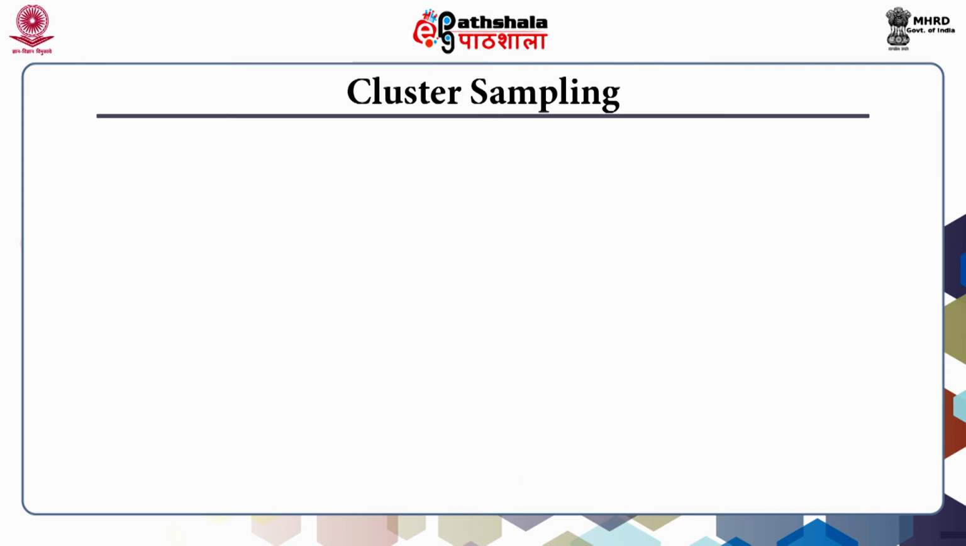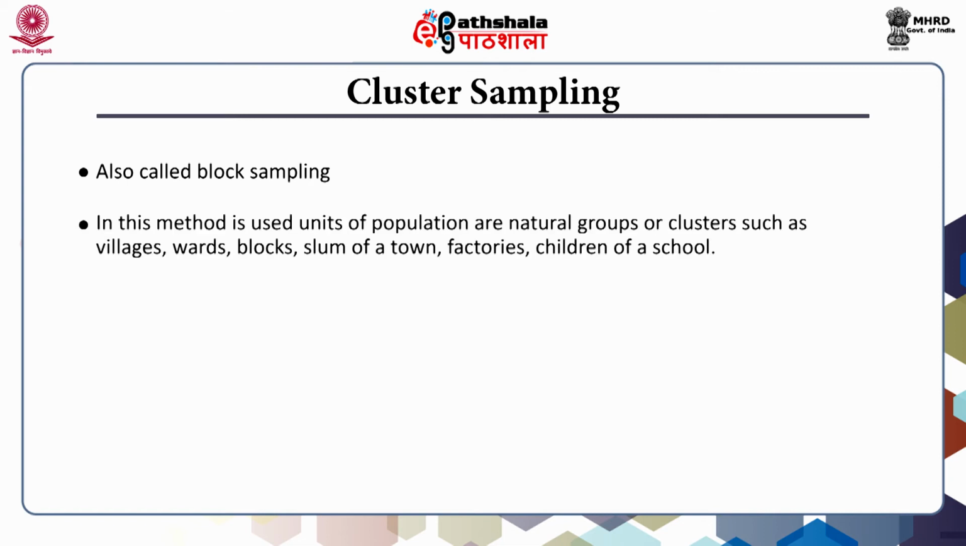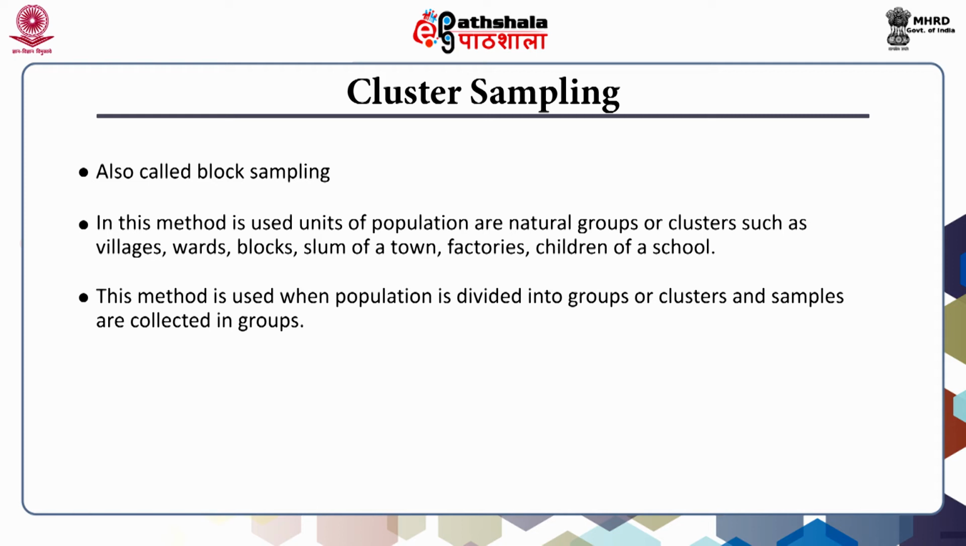Cluster sampling. This is also known as block sampling. In this method, the units of population are natural groups or clusters such as villages, wards, blocks, slums of a town, factories, children of a school. This method is used when population is divided into groups or clusters and samples are collected in groups.